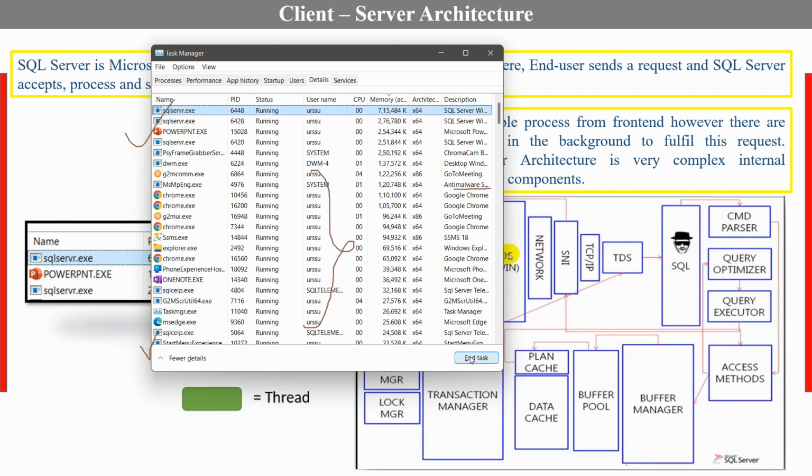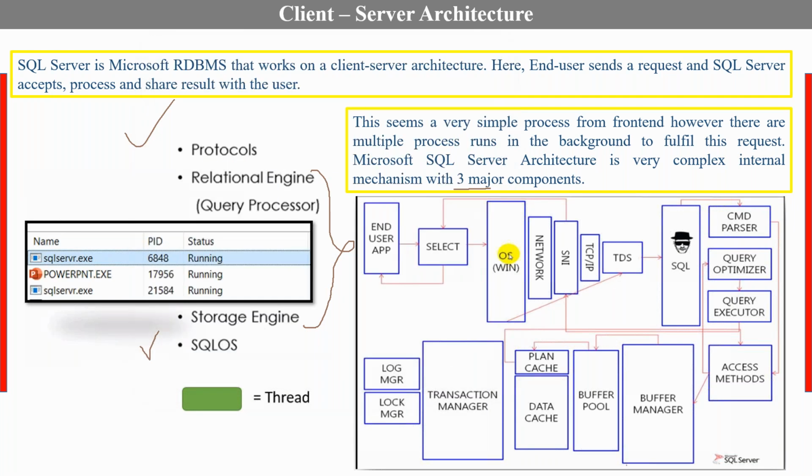Now let's start the concepts one by one. First we will discuss the protocol layer, sir. Whenever a user is trying to connect to SQL Server, either performing a select statement, insert statement, update statement, or delete statement, majorly these four transactions are performed. What are the four transactions, sir?